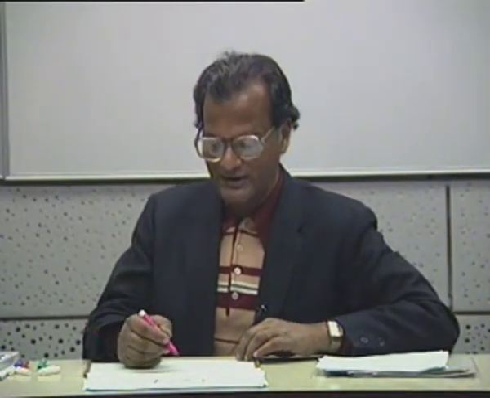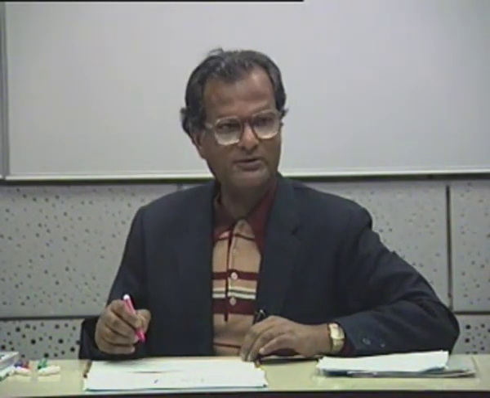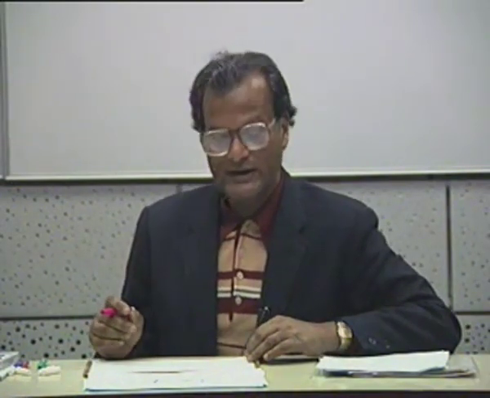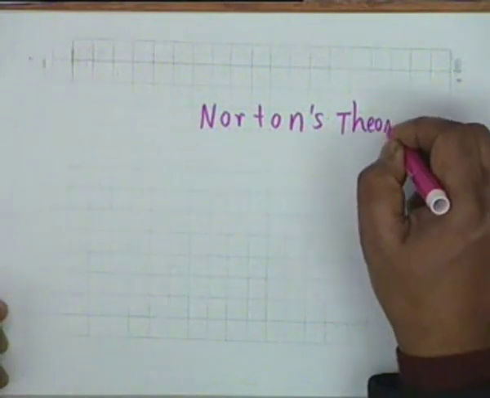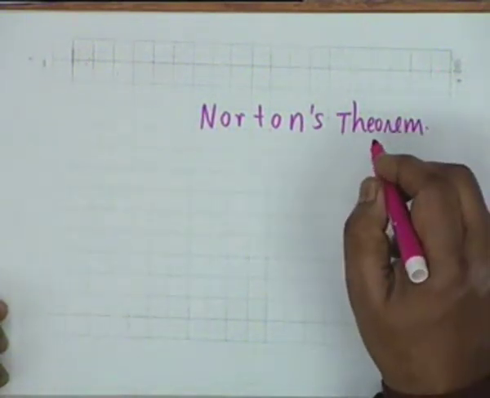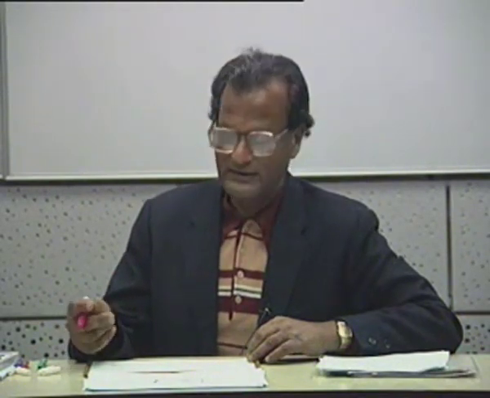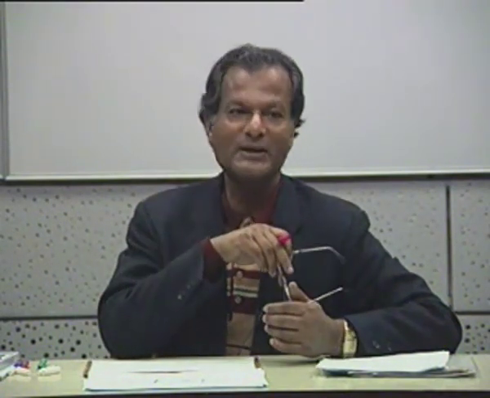Now, along with Thevenin comes the name of Norton. Norton was an American working in Bell Telephone Laboratories. And he enunciated a theorem which goes by his name, Norton's theorem, which is precisely the dual of Thevenin's theorem. Dual. That means what Thevenin enunciated in terms of voltage, Norton enunciated in terms of a current.